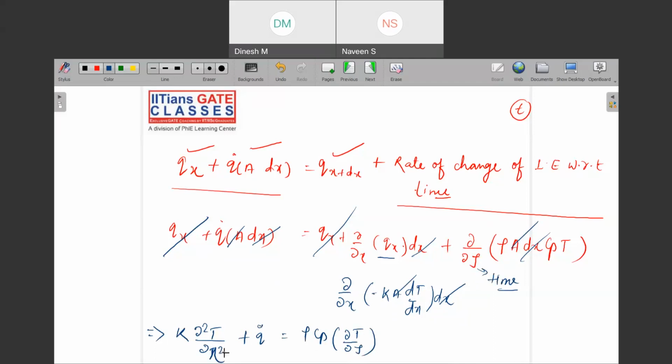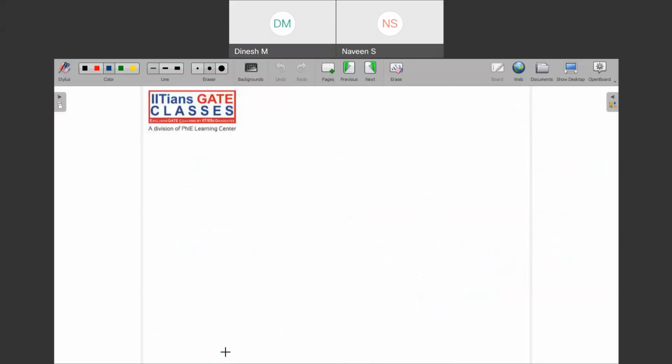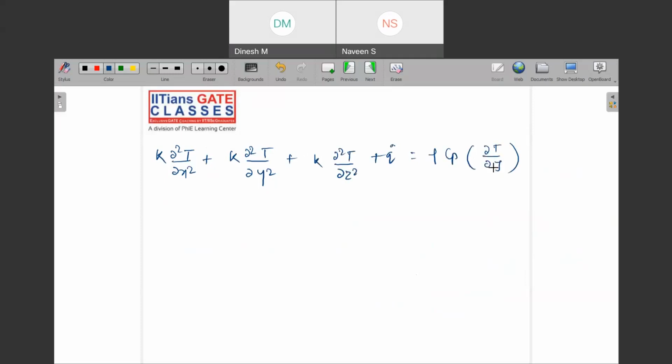So a similar analogy I can apply for y and z direction. So now can I write down the generalized heat conduction equation? Then it would look like k into del square T upon del x square plus k into del square T upon del y square plus k into del square T upon del z square plus q dot is equal to rho times cp into delta T upon delta tau. This we have seen. Okay.